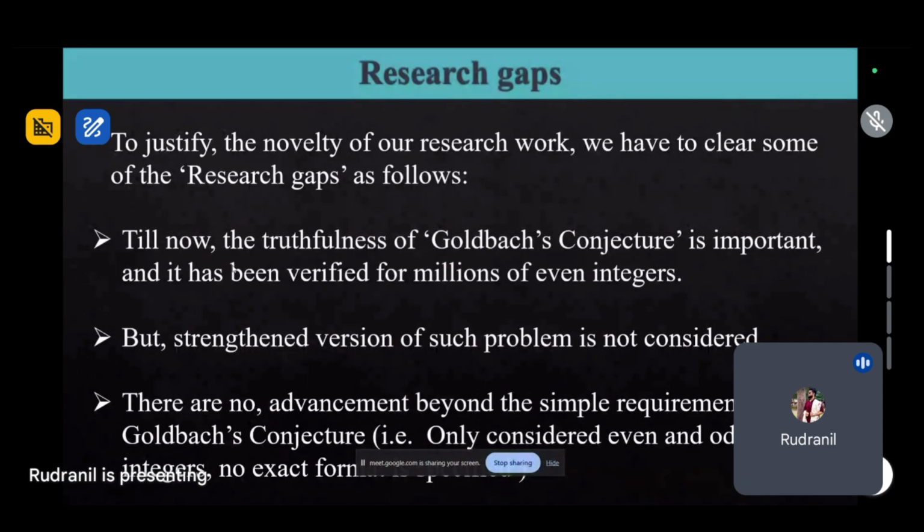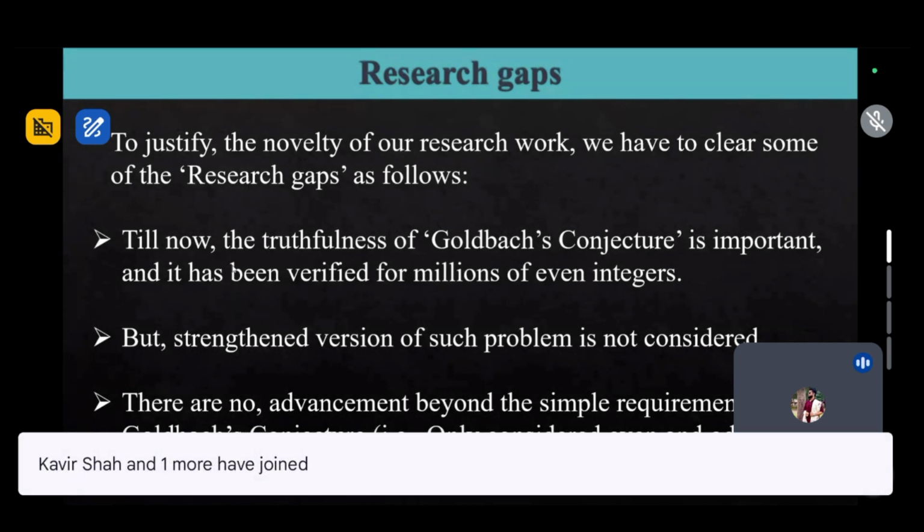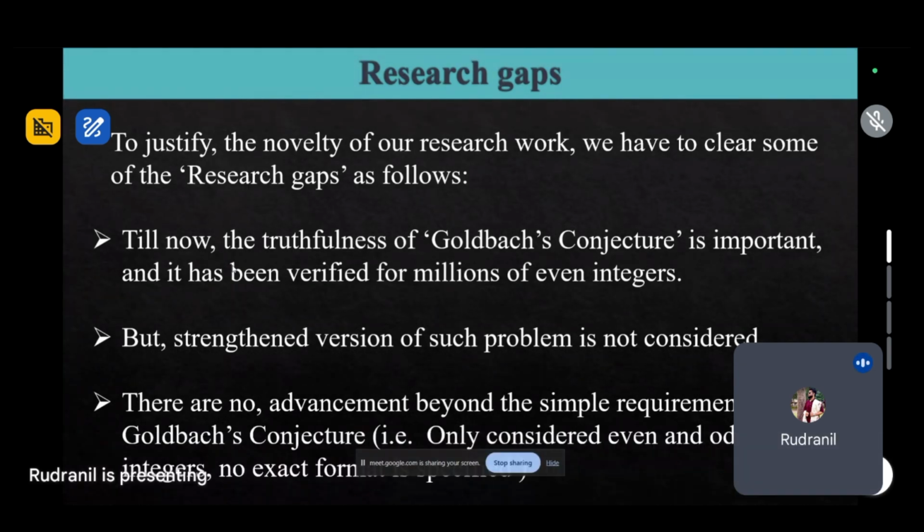So what about the research gap? To justify the novelty of our research work, we have identified some research gaps as follows. Till now, the truthfulness of the Goldbach conjecture has been checked for millions and millions of even integers, and it is verified for very large even integers, and it holds true. But a strengthened version of the Goldbach conjecture has not been considered till now, and this is the novelty of our research work: we have considered an extended version of the Goldbach conjecture with specific types of even and odd integers. So there is no advancement beyond the simple requirements of the Goldbach conjecture.